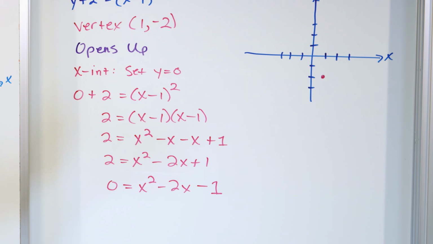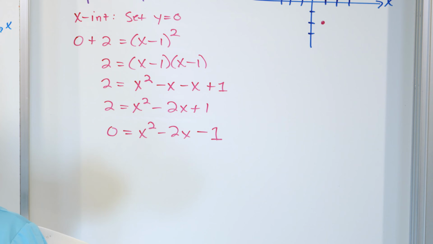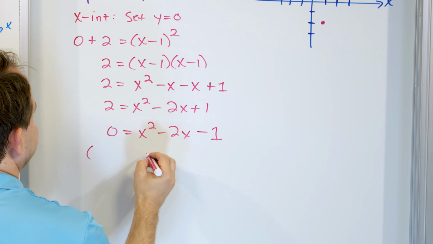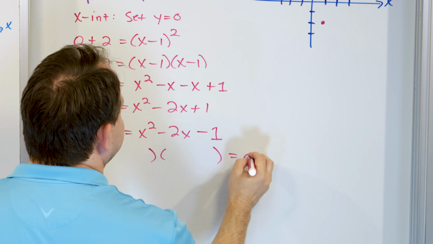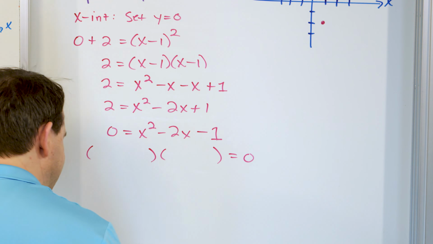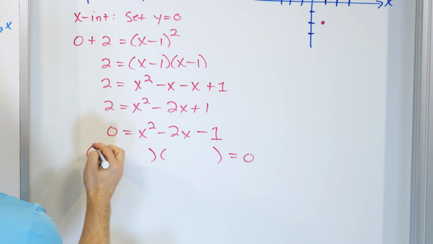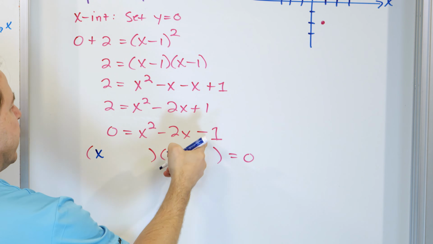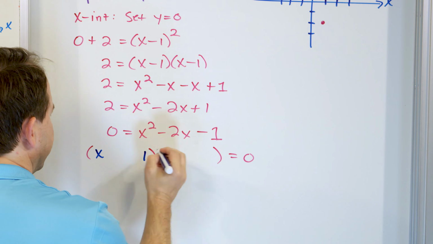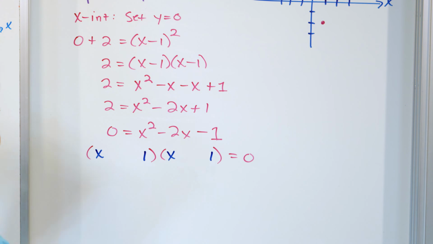So let me catch up and make sure I'm good here. What I want to do is try to factor this thing. I'm going to set it equal to 0, and I'm going to try to factor it. So I see I have an x squared here. Here's an x and here's an x. The only way I can have a 1 is a 1 times a 1, like this.